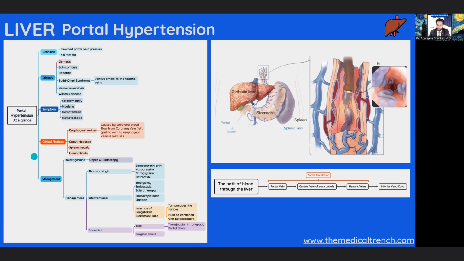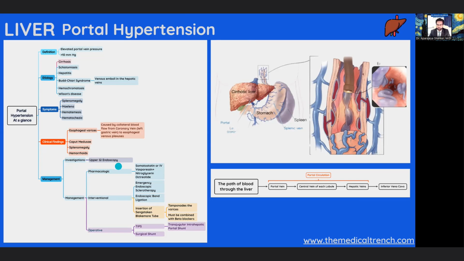Now, in terms of management, when you're going to define this topic, always remember that you need to divide it into management. It is not always important to know the in-depth idea of just the pathophysiology, because pathophysiology is easy. The more difficult thing is how you're going to manage such a patient. And we have the first line of investigation, which is upper GI endoscopy. Now, this investigation is a very important one.